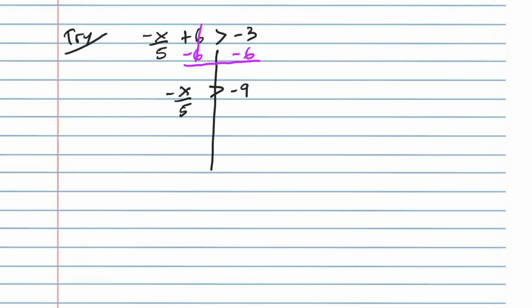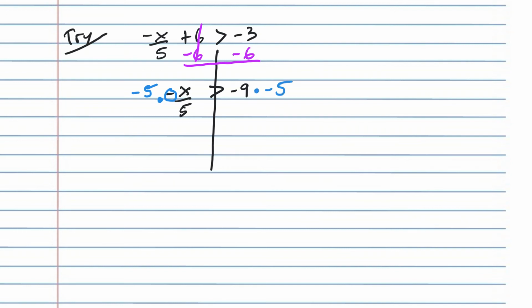Now you have to get rid of that 5. Remember, it's already a fraction, which means it's division, so the opposite of that would be multiplication. To get rid of that 5, we're going to multiply by 5. But we also want to get rid of this negative, so let's multiply by negative 5. That way the negatives cancel out. And again, whatever you do to one side, do to both.